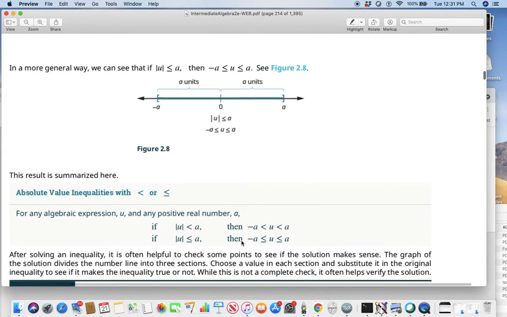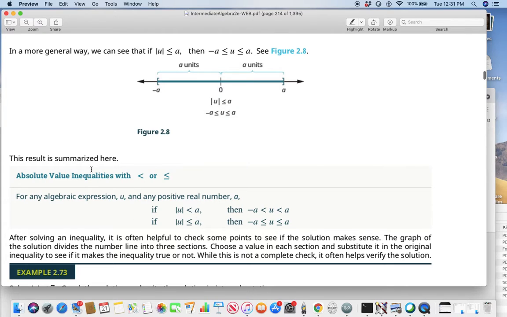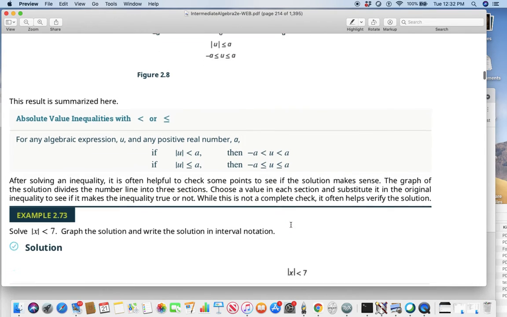Okay? So, in general, absolute value inequalities with less than or less than or equal to. If the absolute value of u is less than a, presumably a is a positive real number, then negative a is less than u, which is less than a. If the absolute value of u is less than or equal to a, then negative a is less than or equal to u, which is less than or equal to a.